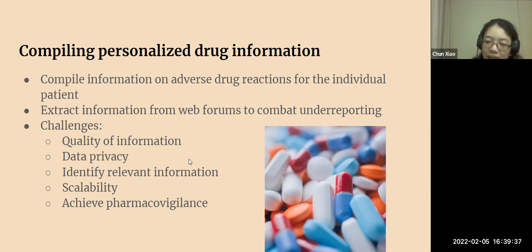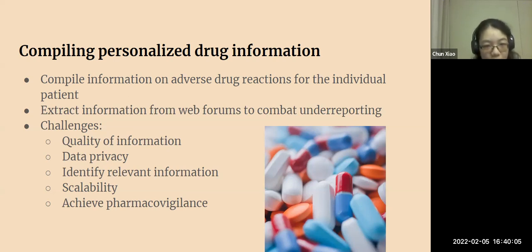Then after they have a better idea of what side effects these drugs actually have, based on a person's electronic health record, they can see what drugs they're taking and understand the potential interactions between the drugs, and then compile a report to give to the patients so that the patient is informed of what potential side effects these drugs might have and what reactions they might have with each other.